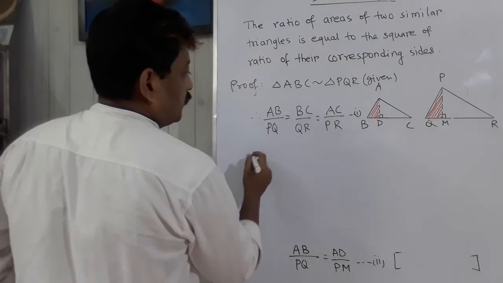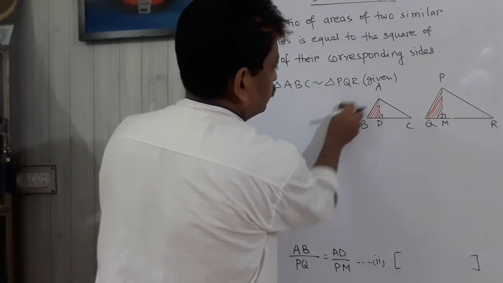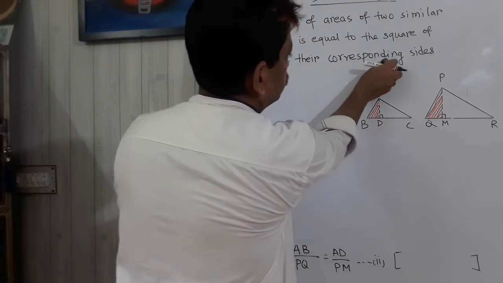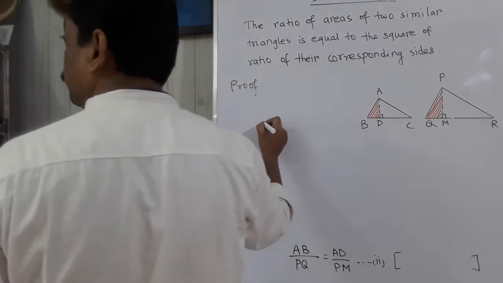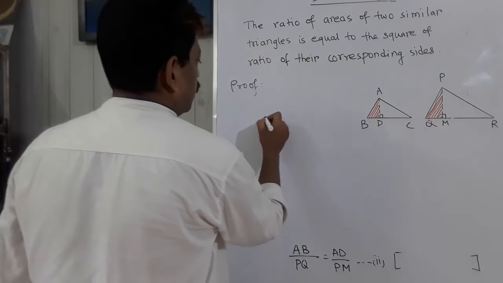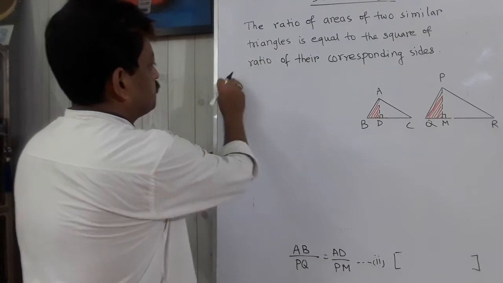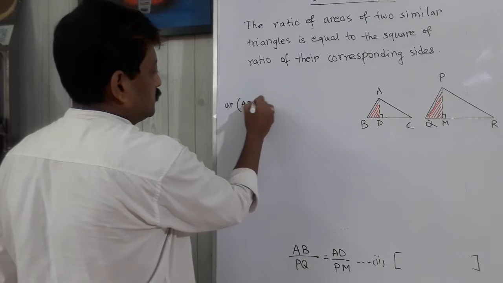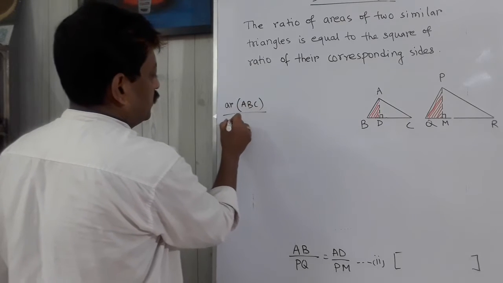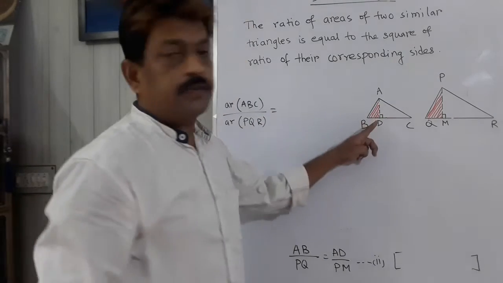Now, let me erase this one also. This is equation number 1. Area of triangle ABC upon area of triangle PQR. What is the area of triangle ABC?